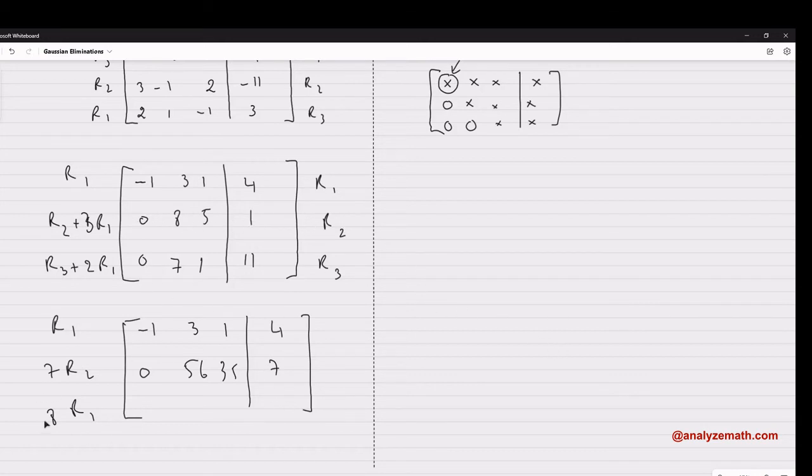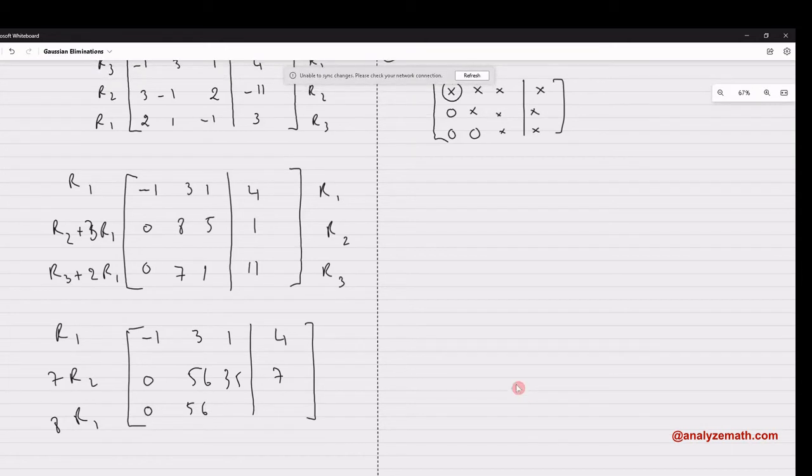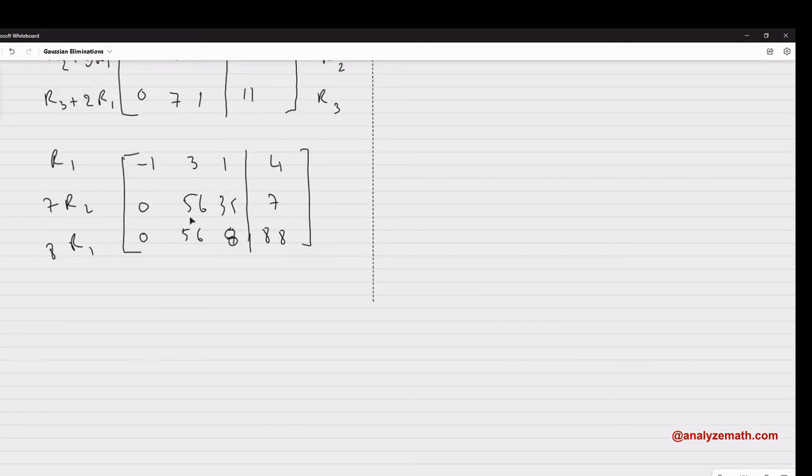Now this here, I'm going to multiply them by 8. 0 times 8, 7 times 8 is 56, and then 7 times 1 gives me 7. So 7 here, and then 11 by 8, hang on, 8 times 1 is 8, and here 11 by 8 gives me 88. Now we have 56 here and 56 here. So to have 0, what we are going to do is R3 minus R2.